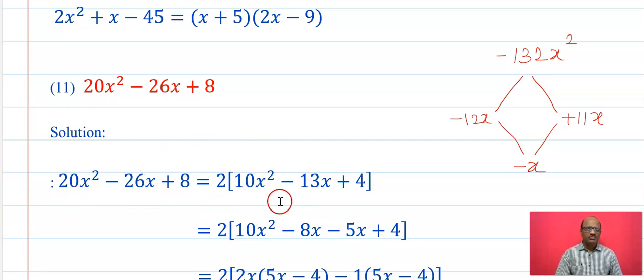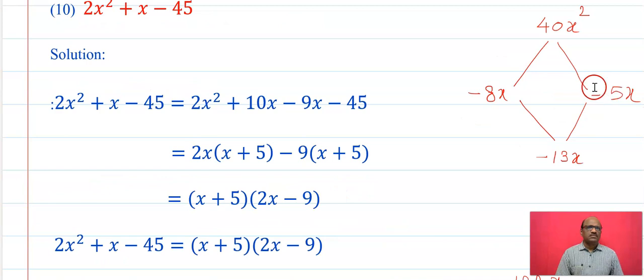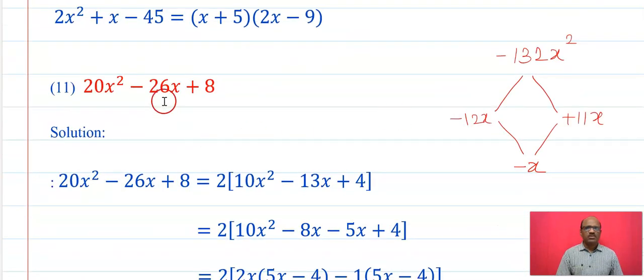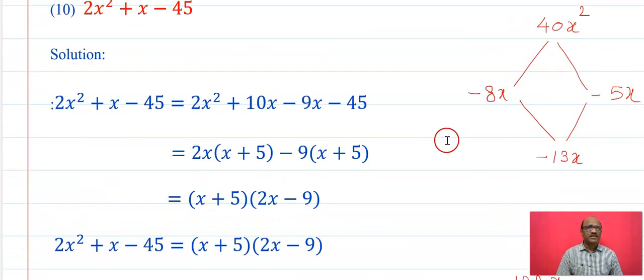Now we'll take the 2 as common from this expression, that is the 2 in bracket 10x square minus 13x plus 4. Again the product of first and last term, that is the 10x square into 4, is the 40x square. And what about the middle term? Middle term is minus 13x. Now there are two terms, minus 8x and minus 5x. Minus 8x and minus 5x are minus 13x and their product is 40x square.